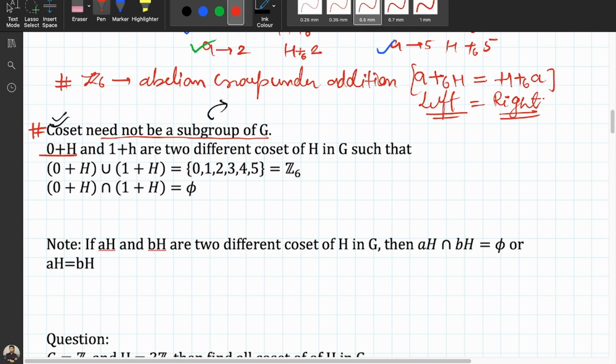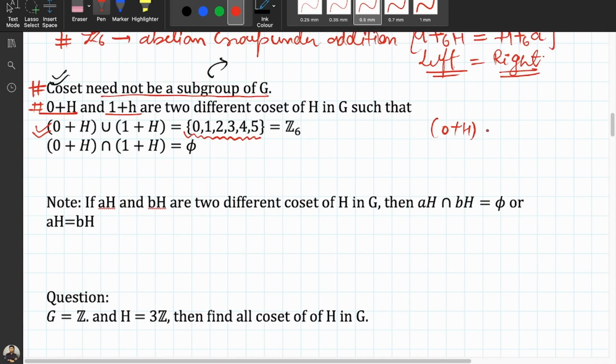Simply, I can give you the example that 0 plus H and 1 plus H are two different cosets. If I take two different cosets and their union, it can give me the whole group, and their intersection shows that both are disjoint. From here I can simply say 0 plus H and 1 plus H are disjoint, which means their intersection is going to be an empty set.